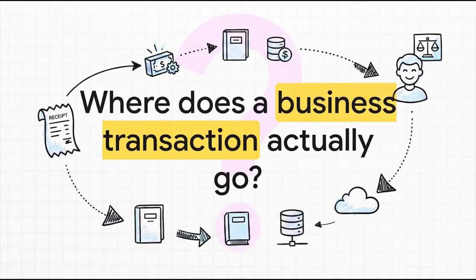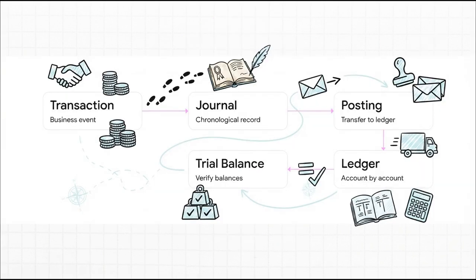So, where does a business transaction actually go? That's the big question we're answering today. Instead of just drilling dry textbook rules into our heads, we're going to follow the actual life cycle of a single business event. I want you to think of a transaction not as some boring number on a page, but as a living piece of data traveling through a very specific, carefully designed ecosystem. And here is exactly how that journey flows.